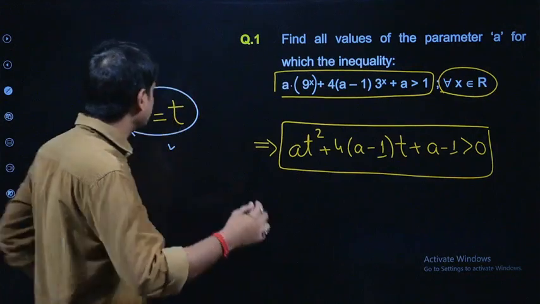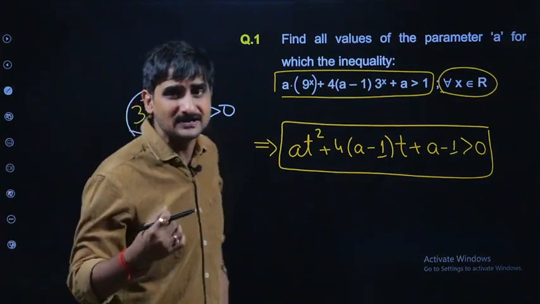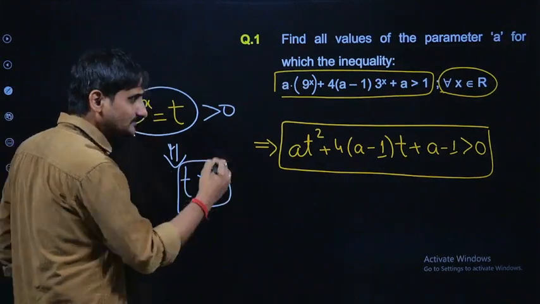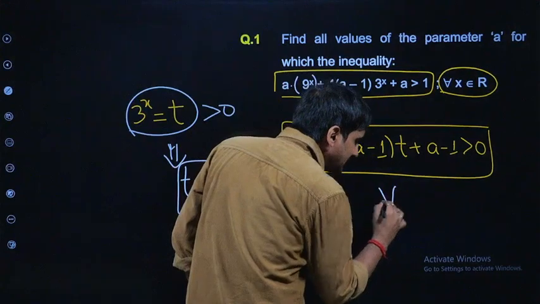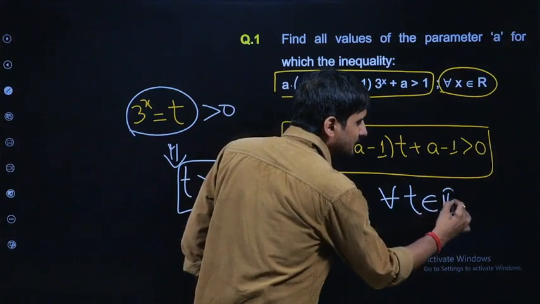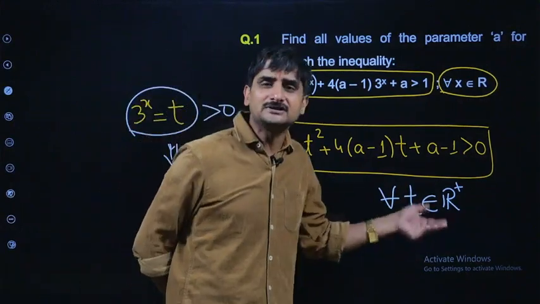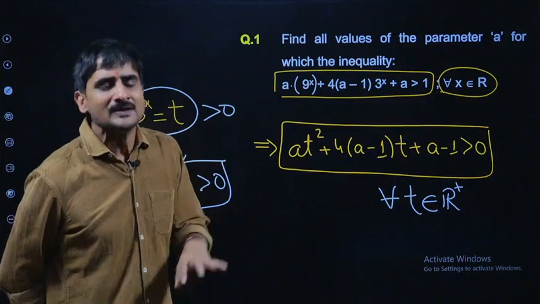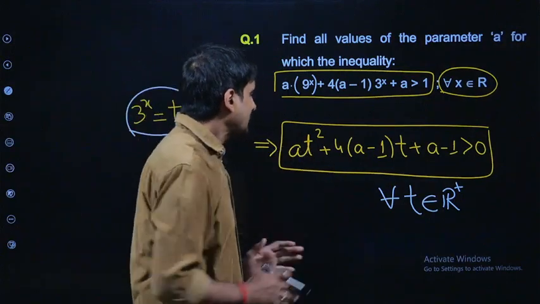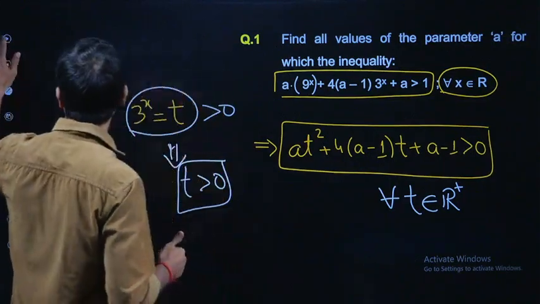Okay, so we know that the exponential function is always positive. So the moment we replace 3 raised to the power x by t, we will say that t should be greater than 0. So therefore, the valid statement now is for all t belonging to the positive real numbers. Okay, so for all positive t, this statement has to be true, because for all x, 3 raised to the power x is going to be greater than 0.